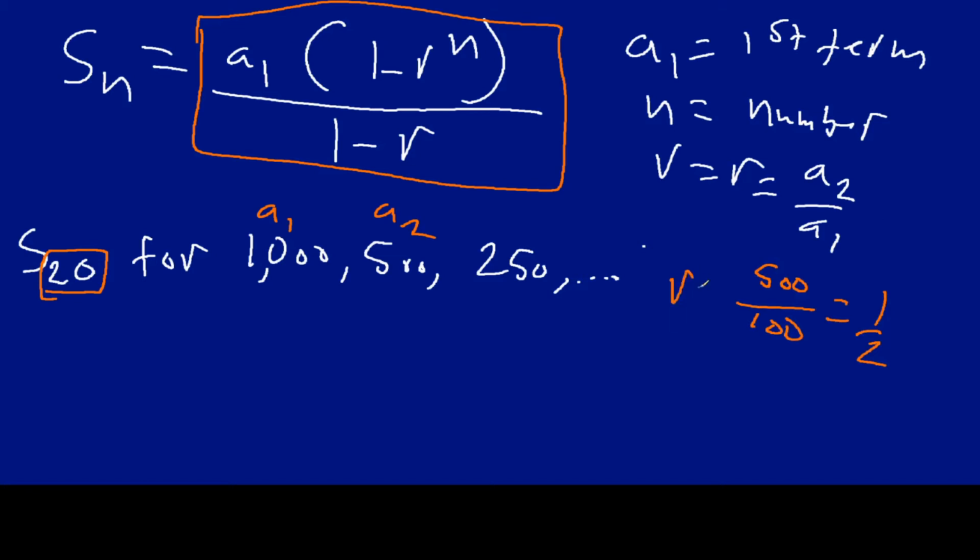So I have all my information already. You can see that it's not that different. It's just a matter of getting familiar with setting things up. So my a sub 1 is 1,000 times the quantity of 1 minus r. What is my ratio this time? It is 1 over 2, raised to the 20th power. That's what I meant to say.